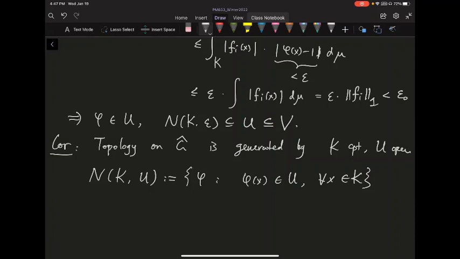So the topology on this G hat is, on one hand, the weak star topology, but on the other hand it is also called the compact open topology. In some references, they will say that G hat has the compact open topology. Don't be afraid, it's essentially the same as the weak star topology.